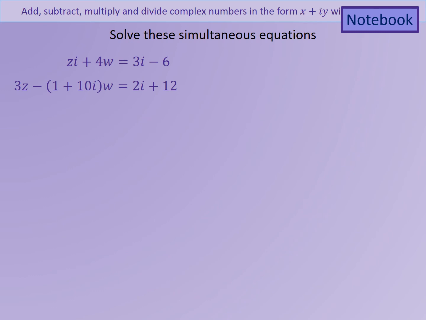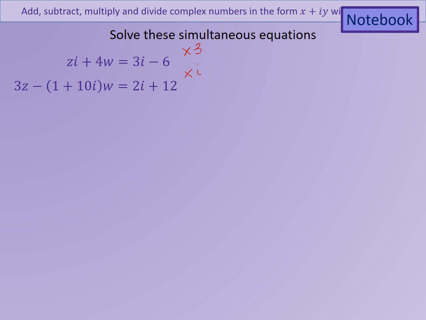Now let's take a look at solving simultaneous equations that involve complex numbers. We have two equations, zi plus 4w is equal to 3i minus 6, and 3z take away 1 plus 10i lots of w is equal to 2i plus 12. In the same way that we would try to solve normal algebraic simultaneous equations, we need to get the coefficients of one of the unknowns to be equal. So here, it looks a little bit more simple if we take the z and the z here, so we ensure that the coefficients are equal. And we can do that by multiplying the first equation by 3 and the second equation by i.